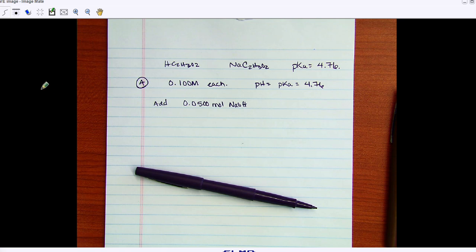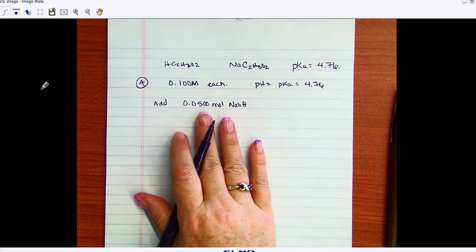Okay, sorry, I'm back. The janitor was coming in and wanted to vacuum, and I was like, no, dude, come back later. Okay, so we're going to add this base.